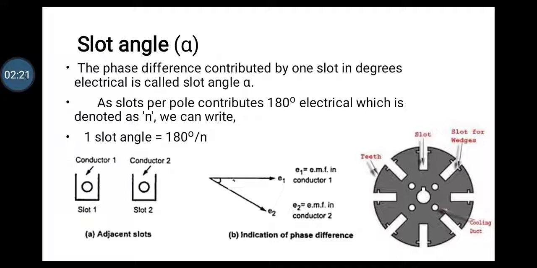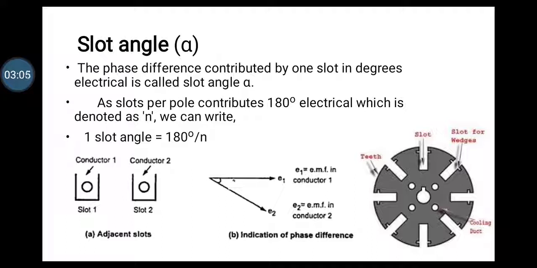Here you can see an example: slot 1 and slot 2 are given, and conductor 1 and conductor 2 are placed here. Conductor 1 produces an EMF E1, and similarly E2 is the EMF in conductor 2. The difference between these two slots, or the difference between the EMFs E1 and E2, is expressed in angle, which we call the slot angle.